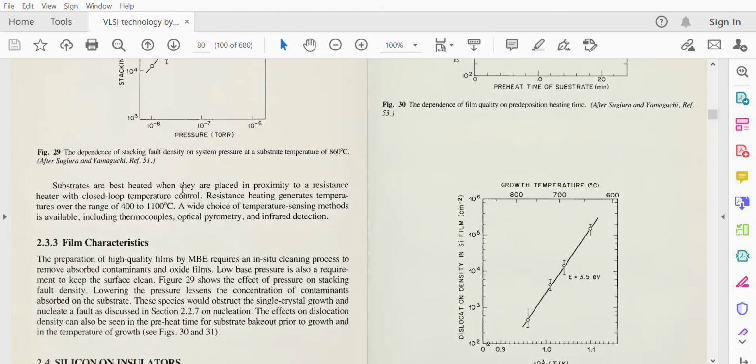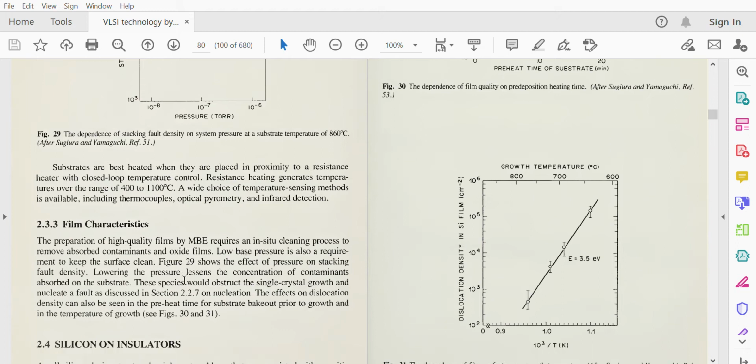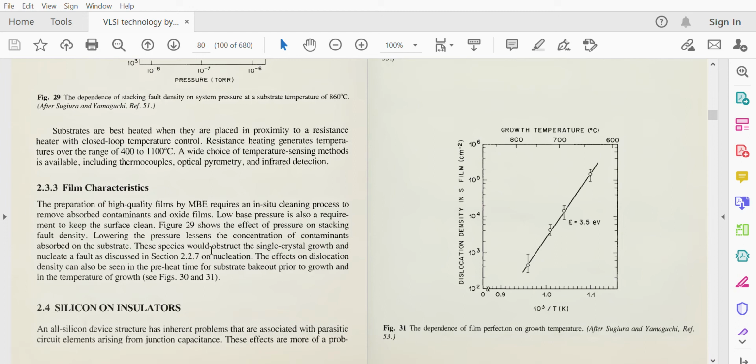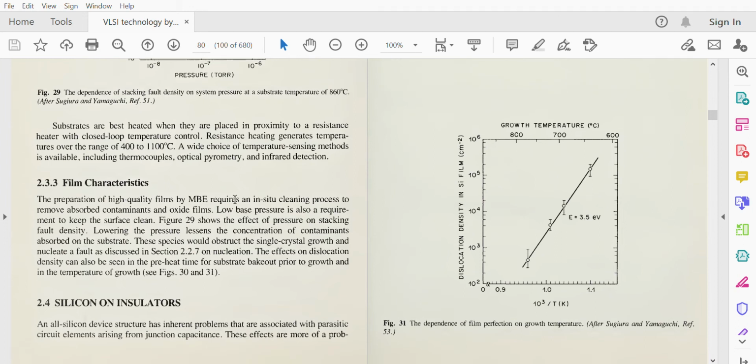Substrates are best heated when they are placed in proximity to a resistance heater with closed loop temperature control, and that temperature lies in the range of 400 to 1100 degrees centigrade. A wide choice of temperature sensing methods is available, including thermocouples, optical pyrometry, and infrared detection. Film characteristics: the preparation of high quality films by MBE requires a cleaning process to remove absorbed contaminants and oxide films. Low base pressure is also a requirement to keep the surface clean.